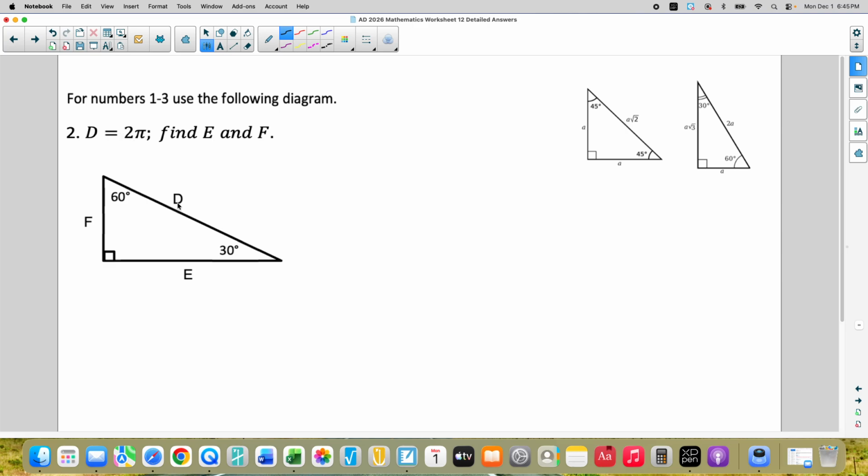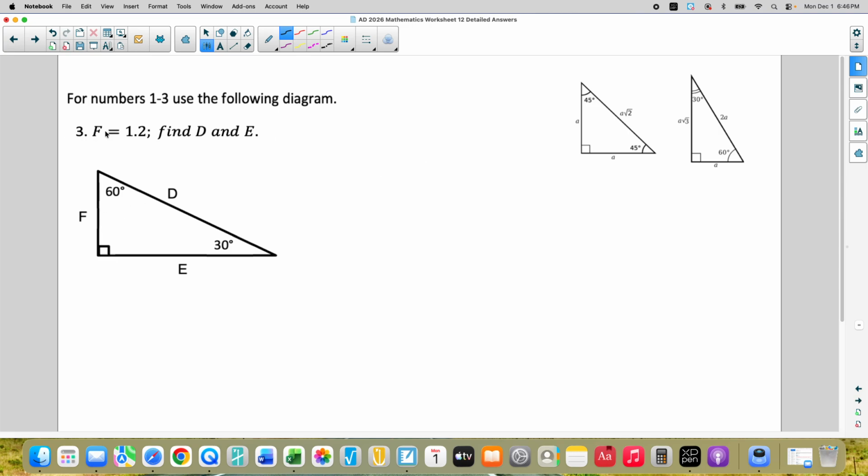D, which is a hypotenuse, equals 2 pi. So we know that the short leg is going to be half of that. So F equals pi. We could set it up again: if this is the hypotenuse, and the hypotenuse is 2a, divide by 2, divide by 2, pi equals a. And if a is pi, then this is going to be pi rad 3, because we multiply the short leg times rad 3.